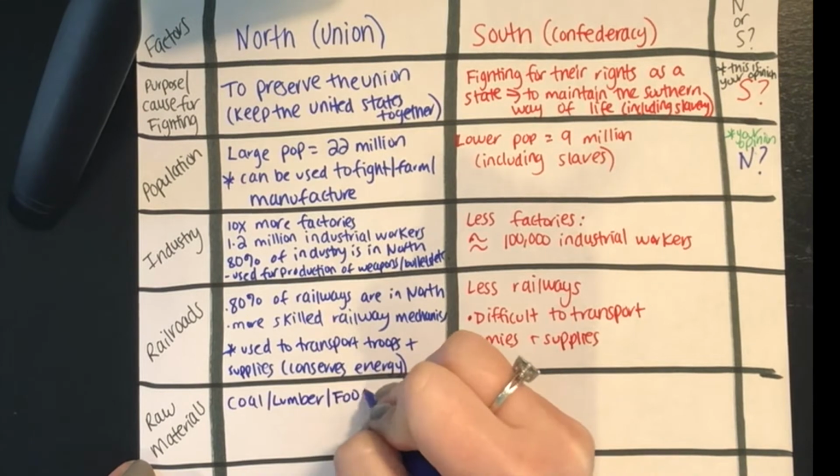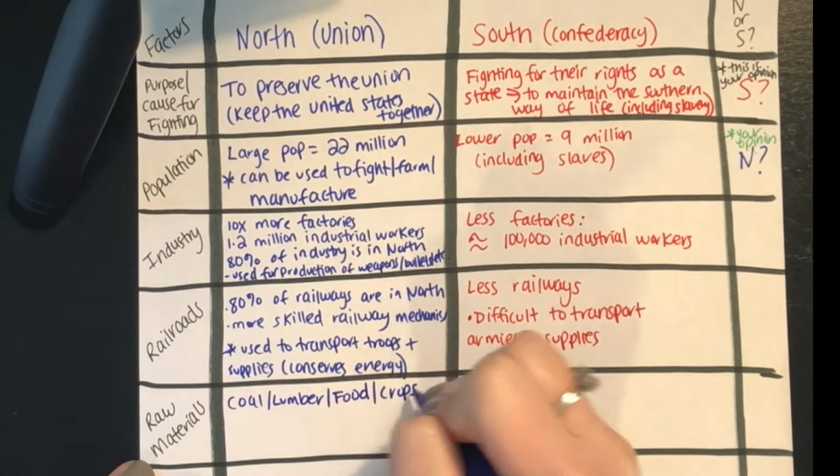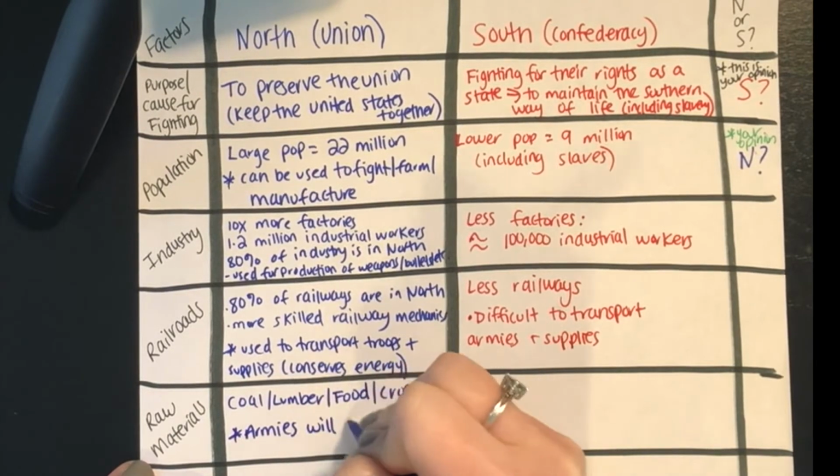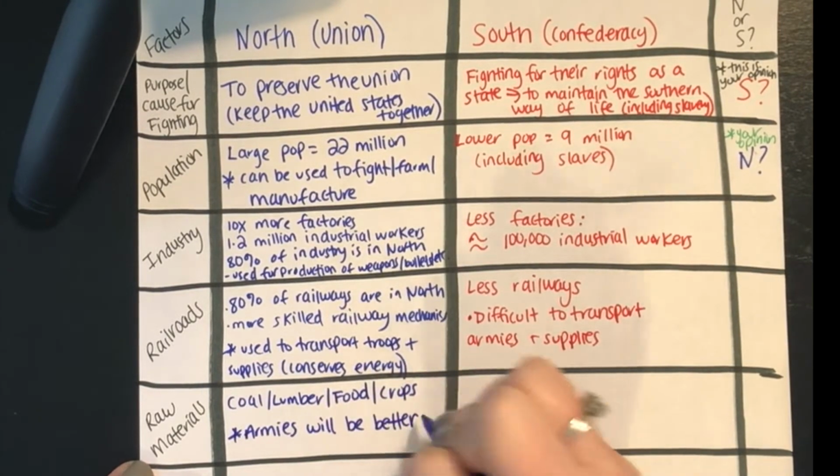Raw materials. The North had a lot of coal, lumber, food, and crops. This means that their armies could be better fed and supplied.